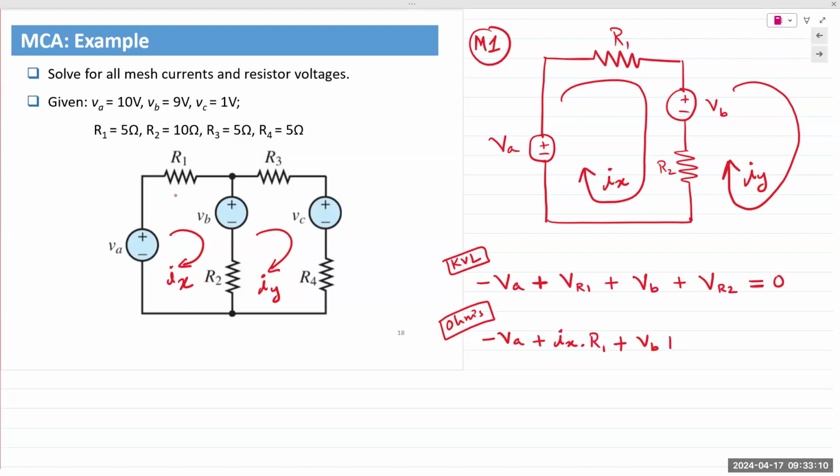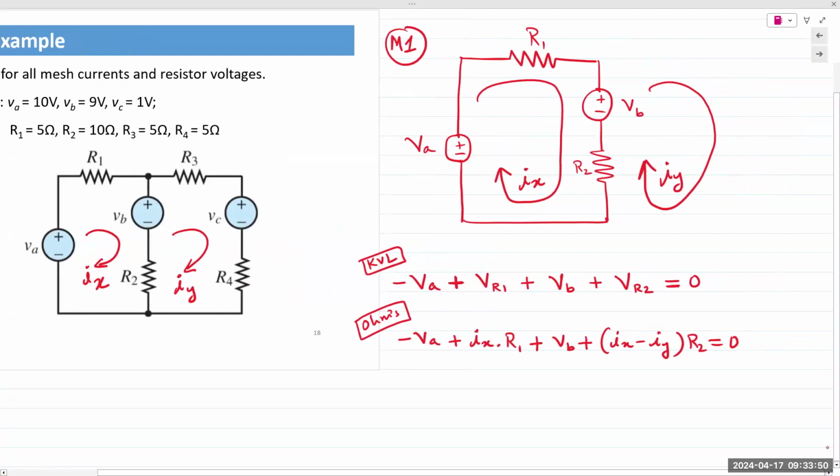And then VR2, is it in a shared branch? The answer is yes. R2 is shared between mesh 1 and mesh 2. We are writing the KVL for mesh 1, where IX is positive. So IY is negative because we chose it clockwise. It would simply be IX minus IY times R2 equals to 0. That's our KVL expression. Now we simply enter all the values that are known to us.